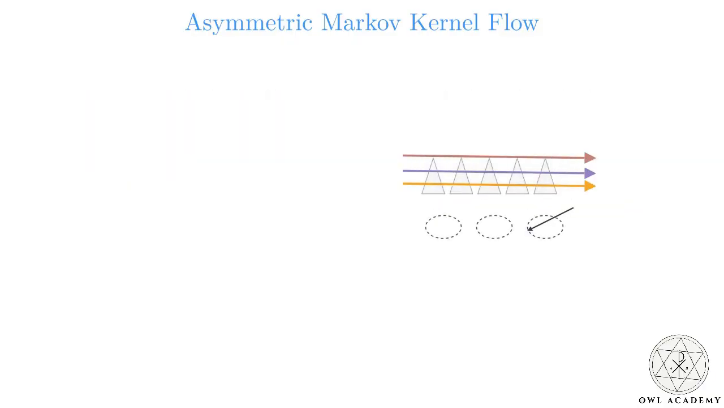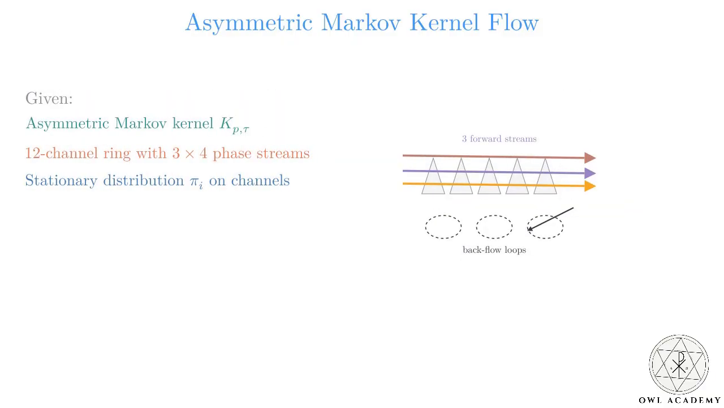Phase 5 of the TTMPT introduces the asymmetric Markovian kernel. 3 colored streams flow forward through a lattice of triangular veins, while dashed backflow paths curl into closed loops. This is a stochastic Tesla valve.